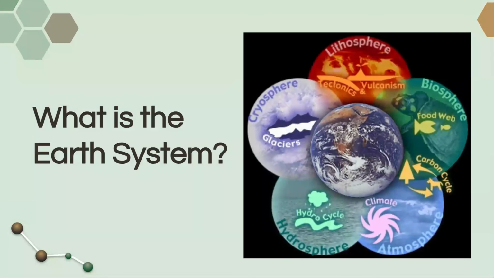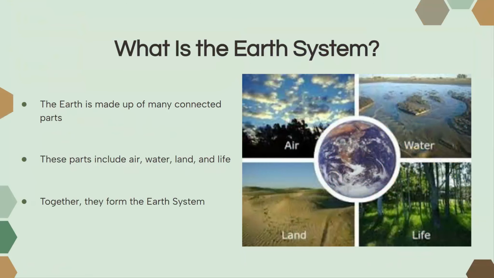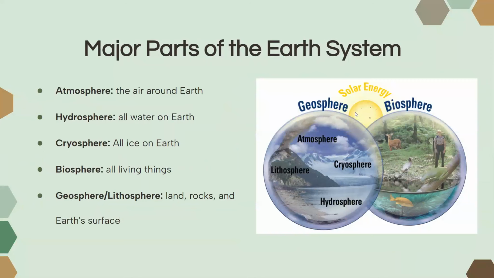Hi, everyone. Today we're going to be talking about what a system is and particularly what the Earth system is. So let's get started. What is the Earth system? The Earth is made up of many connected parts that make up a whole, just like a regular system. We have a component for air, water, land, and life, and they are all interconnected and work together to create the Earth system.